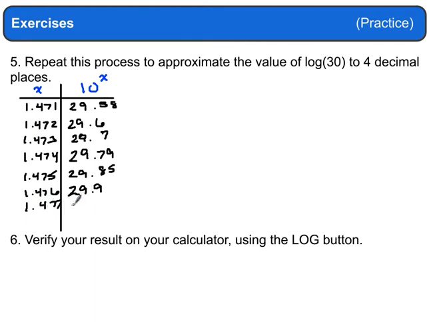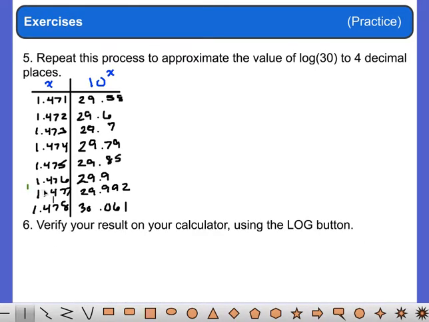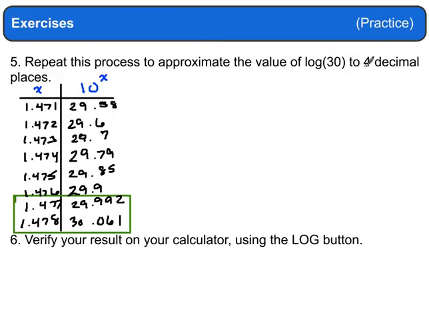1.477 is 29.992. And then we can see for 1.478, we're going to get 30.061. So it is between these two, right? I'll draw a box around them. It is between these two that we can see that we are just below 30 and just above 30. Now remember, they did say in exercise 5 to repeat this process until we get 4 places behind the decimal. So we're going to do this one more time.